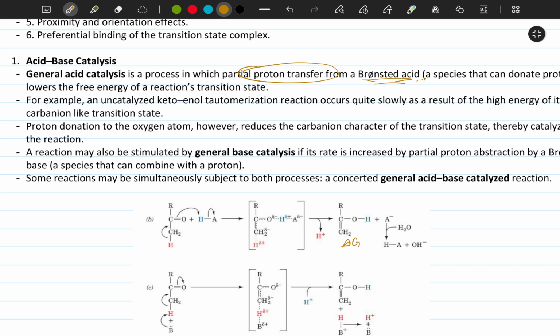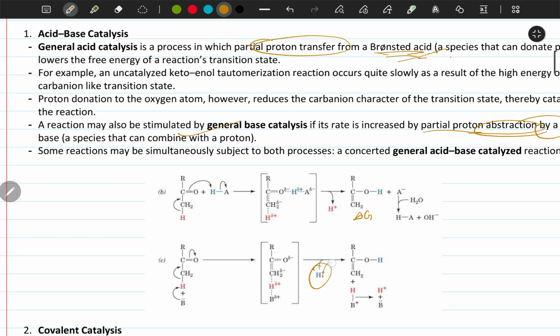Later on it is said that just like we can do this with a Bronsted acid, we can do the same thing with a Bronsted base, but here partial proton abstraction occurs. It combines with the proton. Here, see, a proton is added to decrease the free energy of the reaction's transition state. When they both occur simultaneously, it is known as a general acid-base catalyzed reaction.